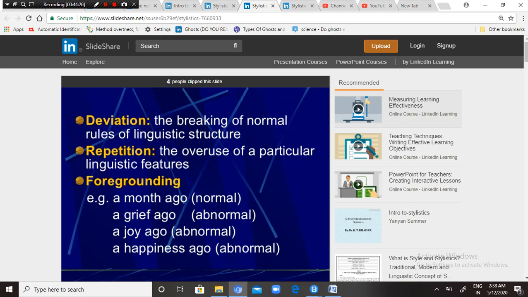Deviation: the breaking of the normal rules of a linguistic structure. Repetition: the overuse of particular linguistic features. Foregrounding: a month ago, a grief ago, a joy ago, a happiness ago. Okay.